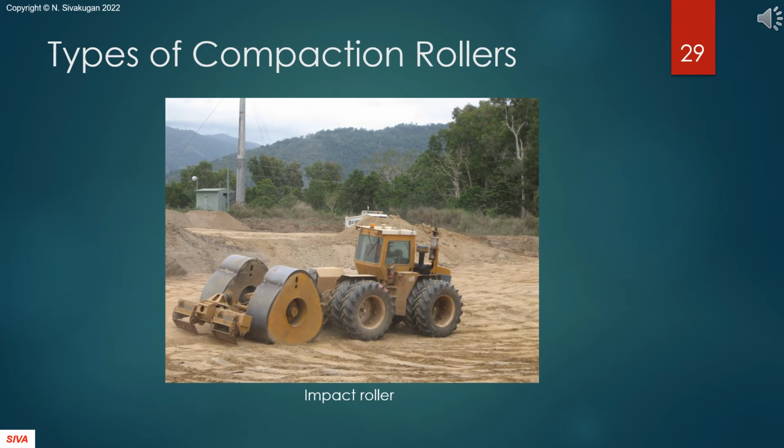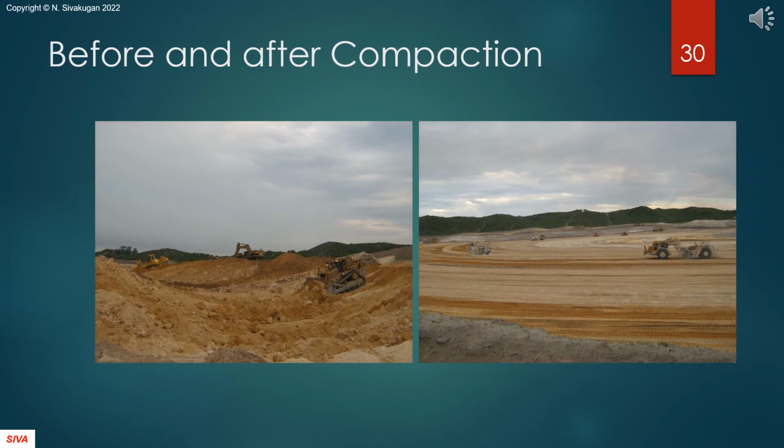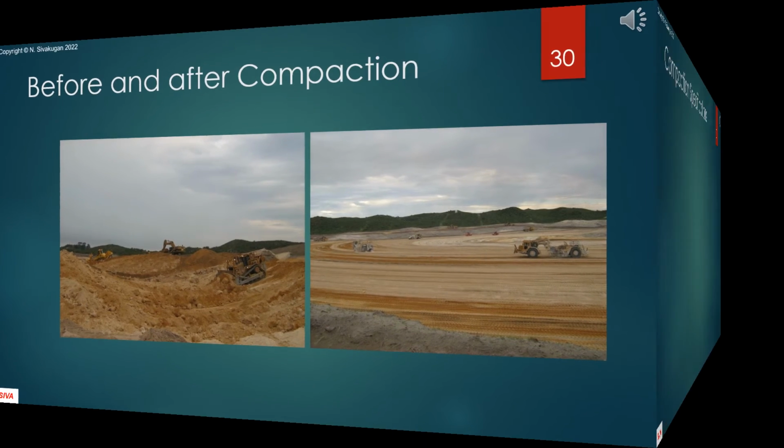Impact roller can have 3, 4, or 5 sides. Here is one with 3 sides. Every time a side comes into contact with the ground, it gives an impact energy of up to 100 kilojoules to the ground. See how the same site looks before and after the earthworks.